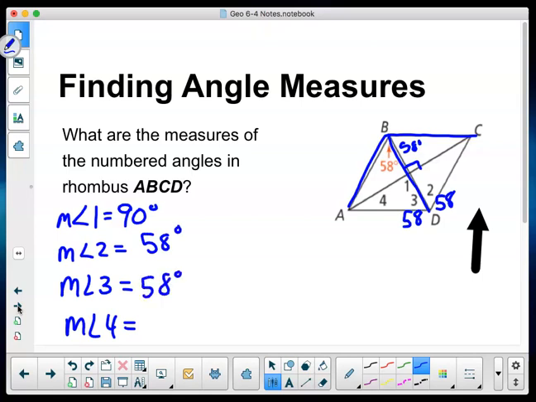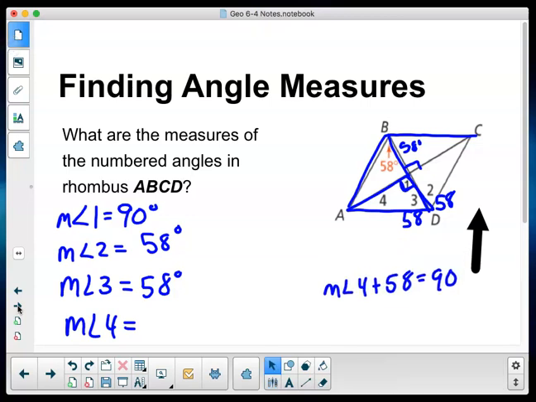Okay, and now because this is a right triangle, the angles are going to add up to 180 degrees. Angle 4 plus the measure of angle 3 plus angle 1. And because it's a right triangle, the measure of angle 4 plus 58 degrees must equal 90. I know that that's true.